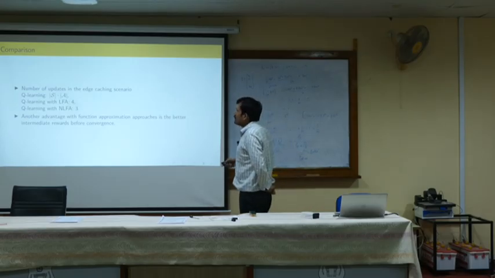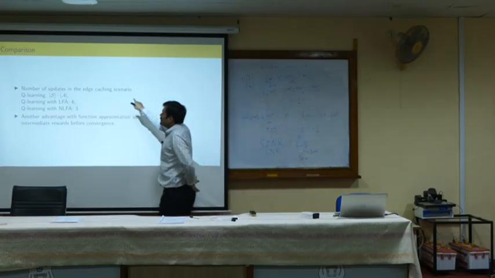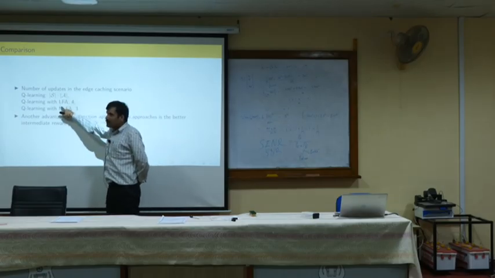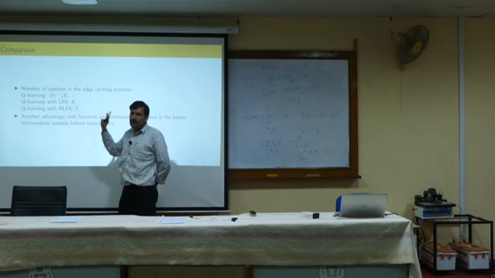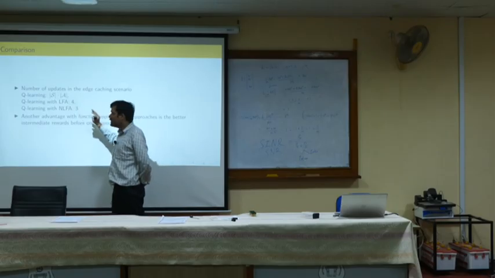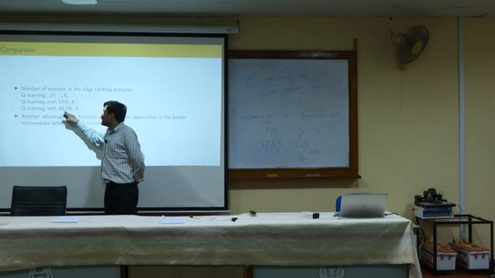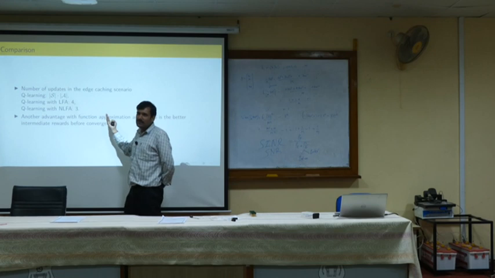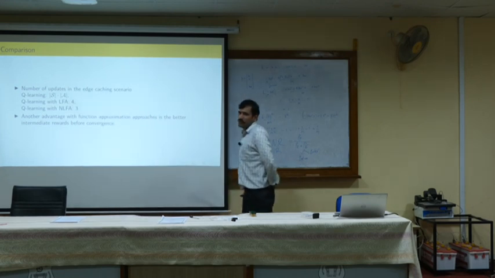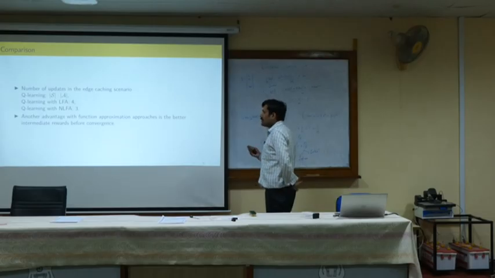So number of updates in the edge caching scenario, we have number of states times number of actions. With linear function approximation, we need to update only 4 variables. So it is independent of the number of states and number of actions. That is a huge advantage here. And Q learning with NLFA, I have chosen only 3 variables. So both of these algorithms are very good in terms of complexity and updating also.